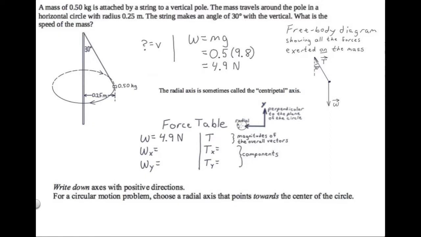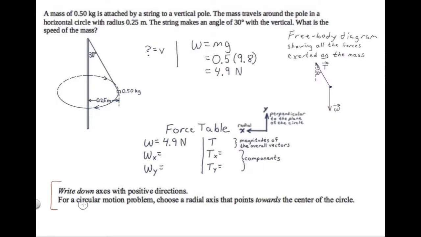By the way, the radial axis can also be referred to as the centripetal axis. Remember, for a circular motion problem, you should choose a radial axis that points towards rather than away from the center of the circle. And you should always write down your axes on your paper and label which of the axes is the radial axis.